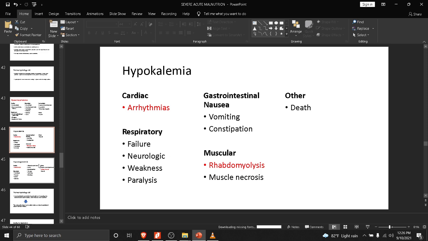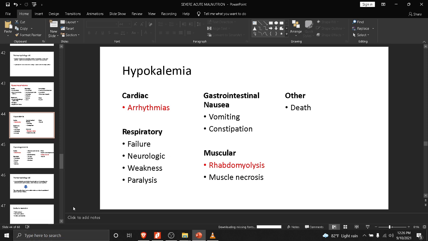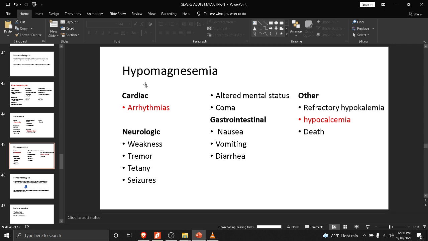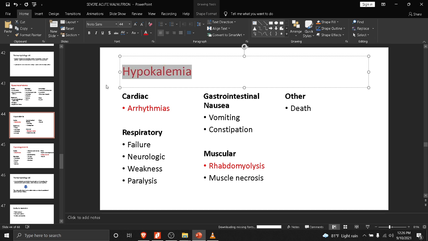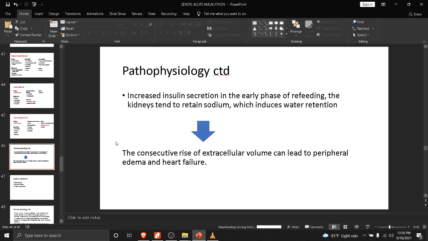Those are the two main problems that we have to take care of when treating a child with severe acute malnutrition. Then again, hypomagnesemia leads to arrhythmia and also coexisting hypocalcemia. And hypocalcemia features can be weakness, tremors, tetany and seizures in this case.